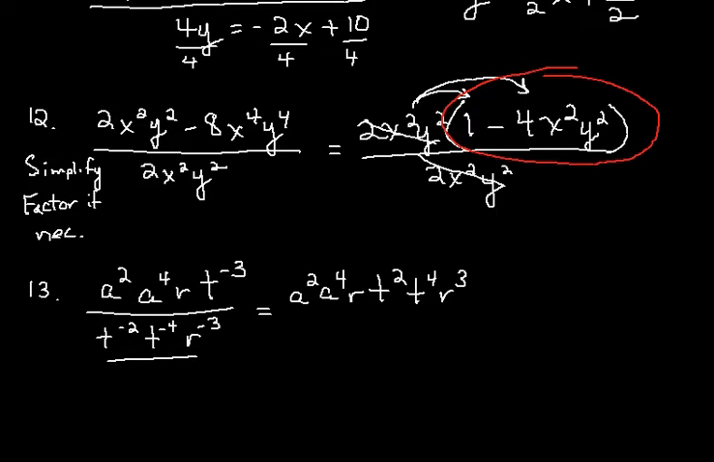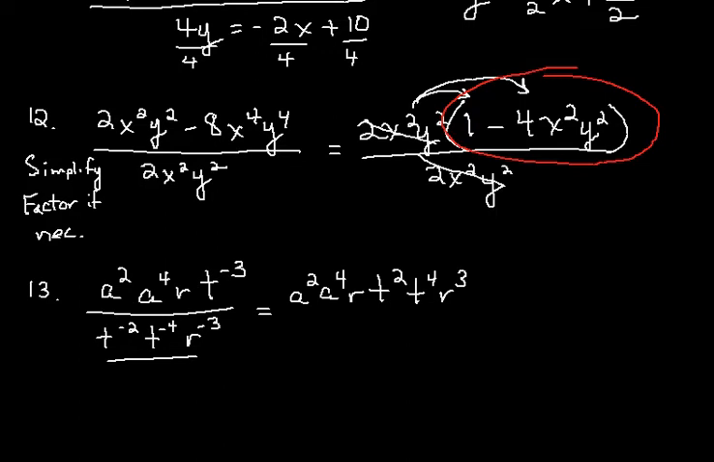Okay, so I just moved everything up to the top that was negative down here, and the only negative one in the numerator is t to the negative 3, so I'm going to move it down here and make it t to the third. Now I just have to clean things up. I have an a and a. When the bases are the same, we add the exponents, so that's a to the sixth. We have r to the first, r to the third, so it's r to the fourth. And we have t to the second, t to the fourth, that's t to the sixth, all over t to the third.